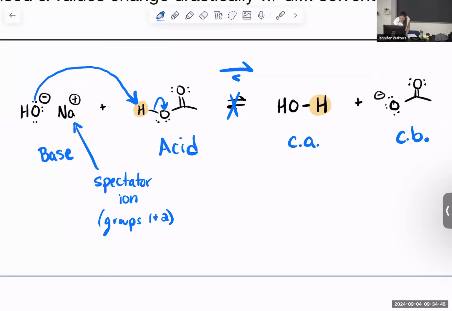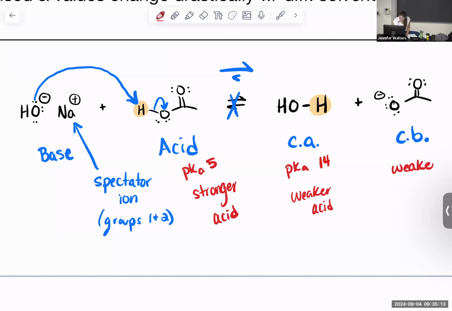If you were using pKa's, the pKa of our carboxylic acid was about 5. The pKa of water is about 14. That's a greater pKa. That means it's weaker. So then we know that our conjugate base is going to be a weaker base. The hydroxide is our strong base.